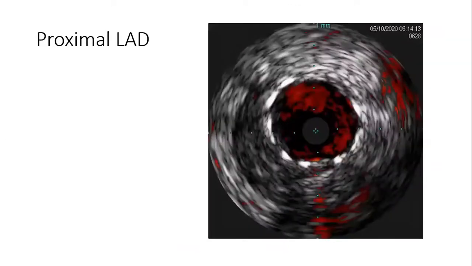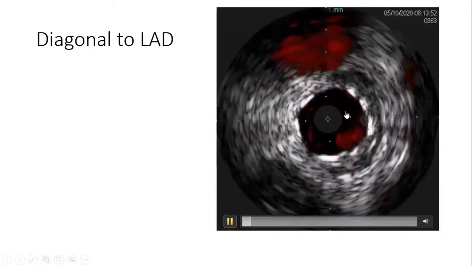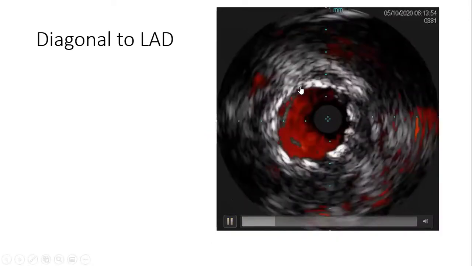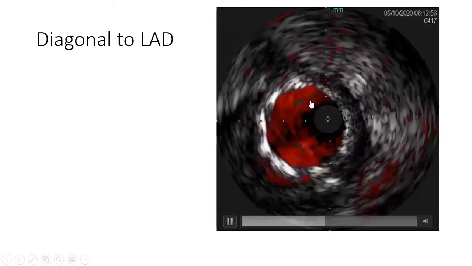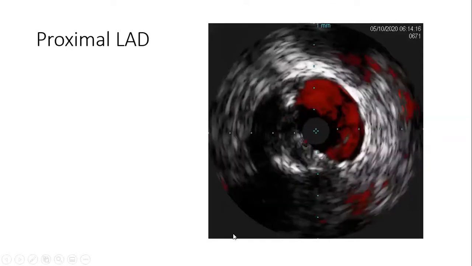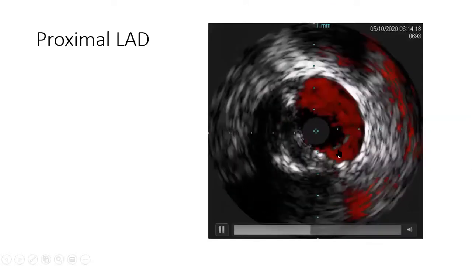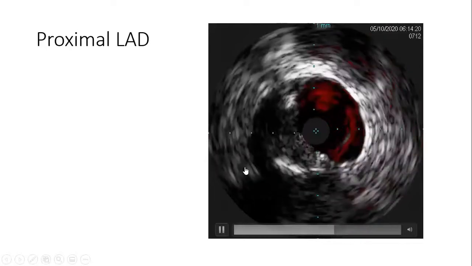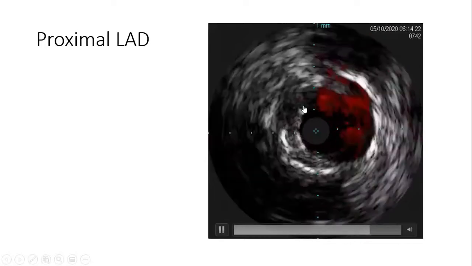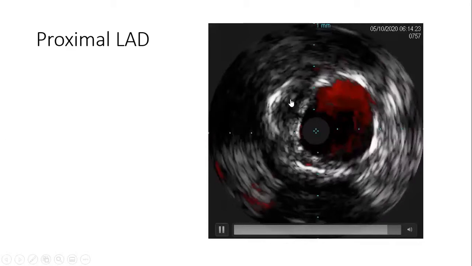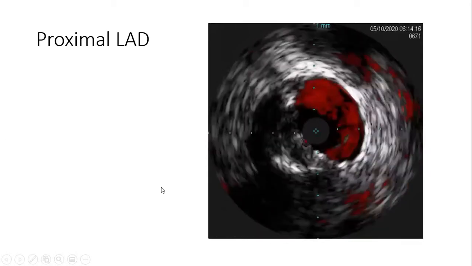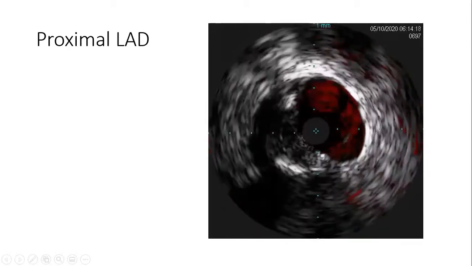This is the stent, from the diagonal to LAD. Again, the stent appears well apposed. And here is the proximal LAD. Here the stent is not well apposed and is underexpanded. So this is the site of post dilatation. We decided to post-dilate this part of the stent.